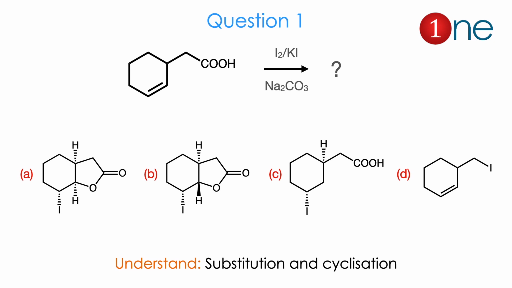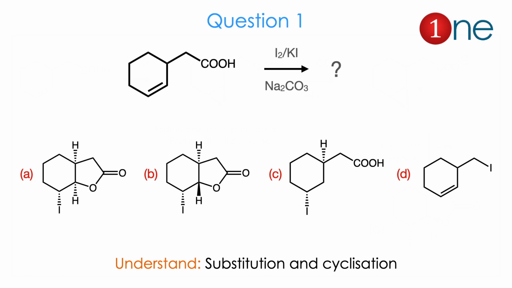At first, question 1 is a cycloalkene attached with a carboxylic acid. Reagents are iodine and potassium iodide, and the base sodium carbonate. What will be the product? A, B, C and D. A and B only differ in stereochemistry, and C and D are a new kind of product. D is just simple substitution. So here two things are happening.